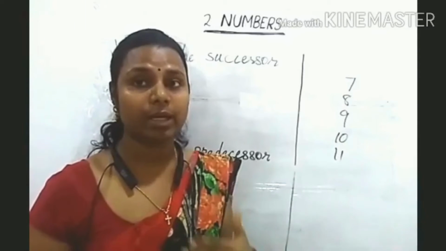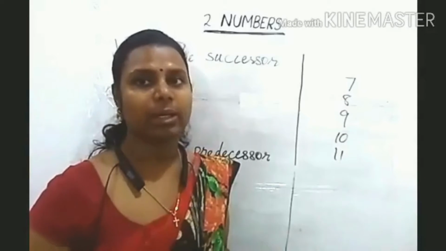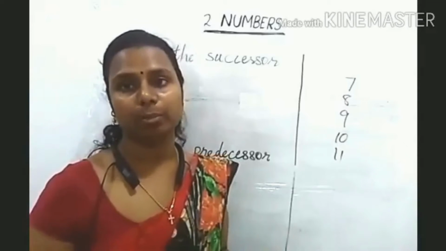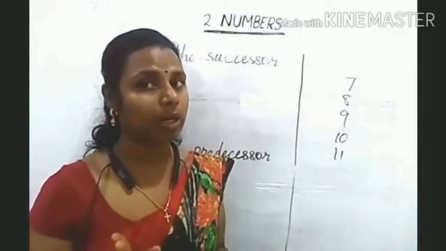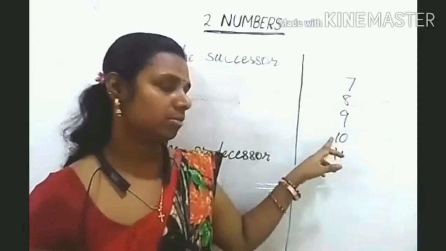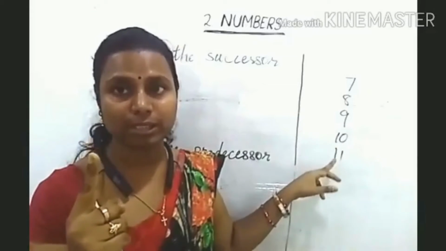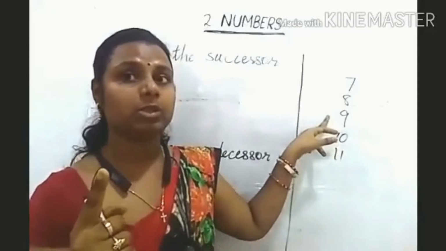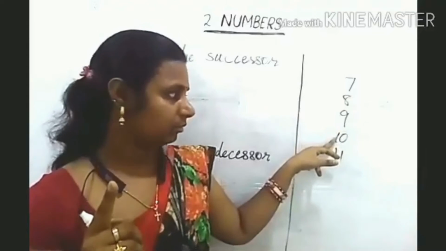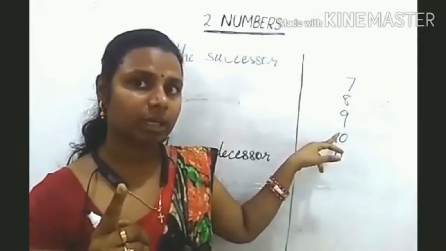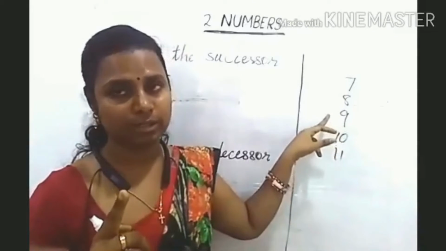In other words, successor means one more than that number. Predecessor means one less than that number. Successor of 10 is 11. One more than 10 is 11. Now predecessor means one less than that number. One less than 10 is 9.